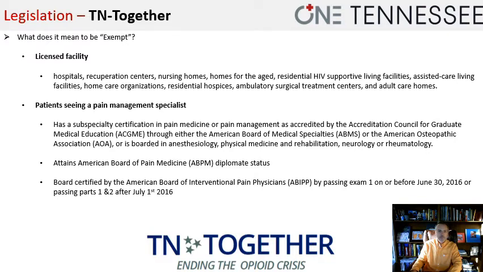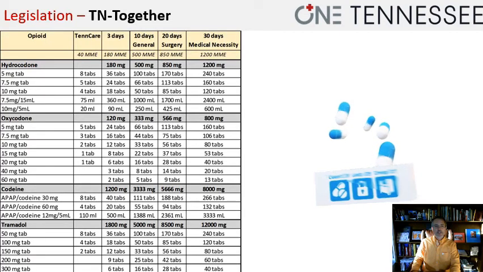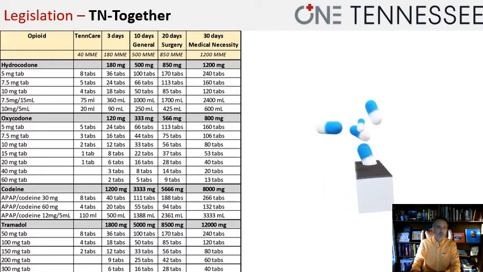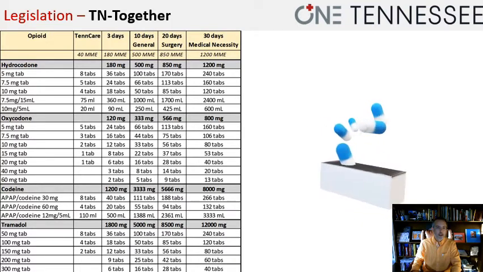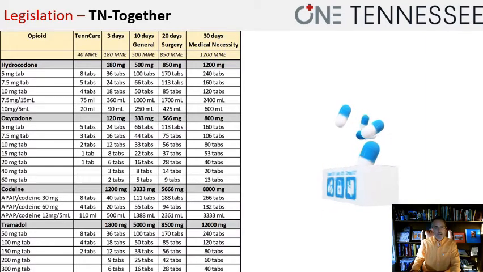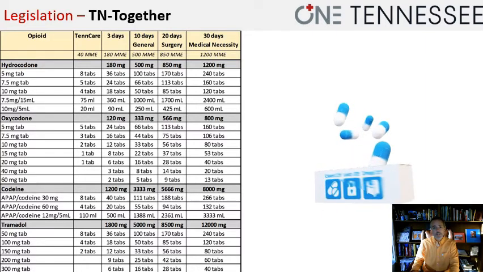This slide serves as a visual representation of how many tablets a patient could leave the pharmacy with depending on what kind of prescription they receive. So for example, if you look at hydrocodone and the 5 milligram tablets, before the Tennessee Together Act, patients could come in and receive roughly 240 tablets in the first initial fill. The idea behind the Tennessee Together Act is to limit initial exposure. So you can see there, TennCare has additional requirements that shouldn't exceed 40 morphine milligram equivalents, so that's 8 tabs for an initial fill.